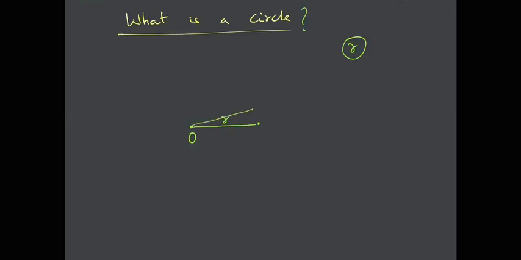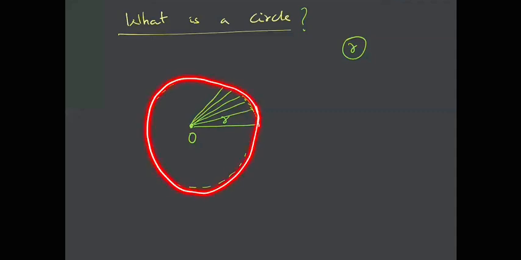So if I take all the points which are at the same fixed distance, that is at a distance r from a fixed point O, all these points are at a distance r from O. Now if I join all these points, I would get a shape something like this. This is called a circle. This entire thing is called a circle.